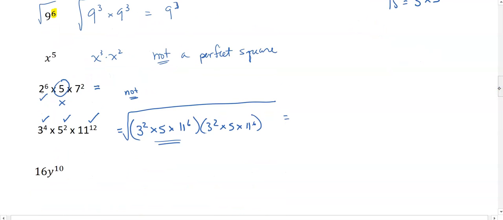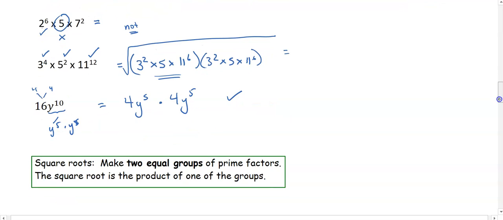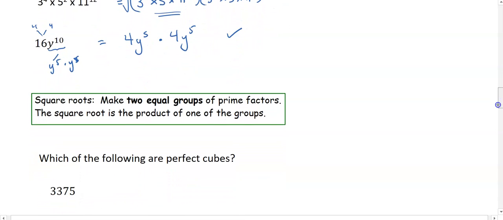Okay. I could combine numbers and variables, right? Is 16 a perfect square? Can it be broken into two identical factors? Yes, 4 times 4. What about y to the 10? Can that be broken into two? Yes. y to the 5 times y to the 5. So yes, that is a perfect square because it can be written as 4y to the power of 5 multiplied by 4y to the power of 5. So if you can make two equal groups of factors, it is a perfect square, which you can then take the square root of by taking one of those factors. Okay, that's just a recap.